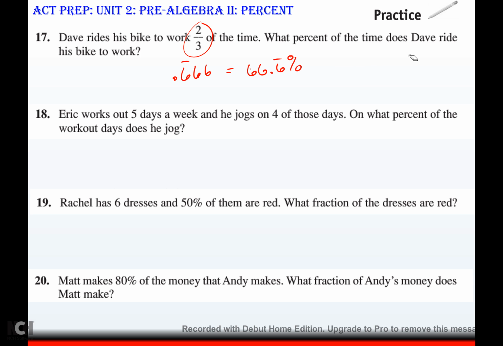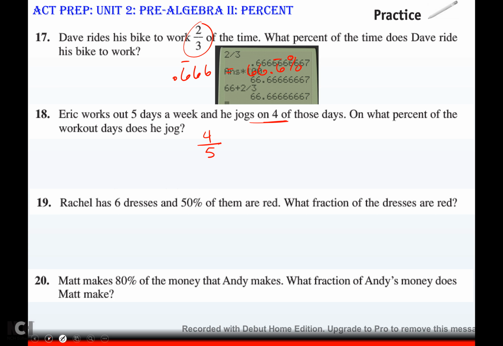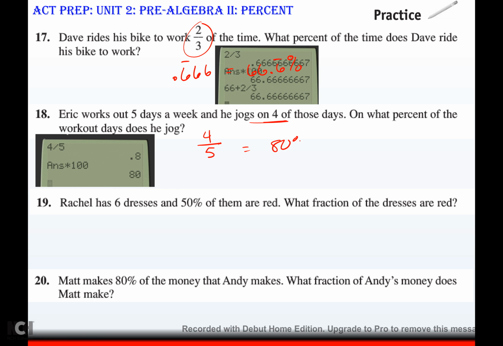Alright, Eric works out 5 days a week and he jogs on 4 of those days. On what percent of the workout days does he jog? He jogs 4 of the 5 days. What percent is that? Well, we're going to take 4 divided by 5, and that's 0.8. To make it a percent, move it 2 places over, and you get 80%.